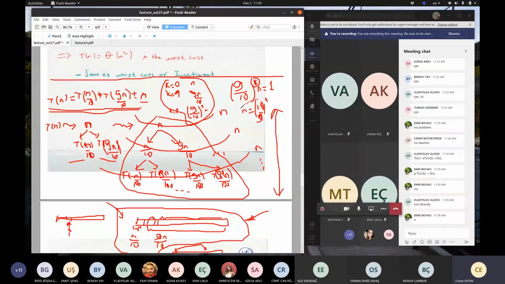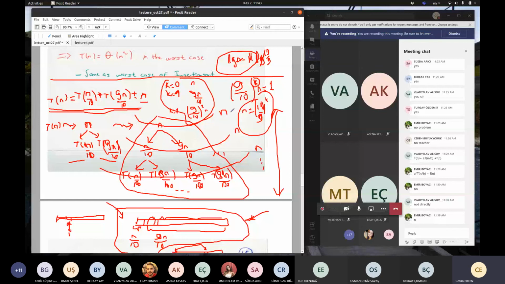Now, if we take the logarithm of both sides of this equation, we have log n equal to k times the logarithm of 10 divided by 9. Since this is a constant, we can forget about this constant. Then we can see that k is basically log n. So this means that the height of this recursion tree is log n.